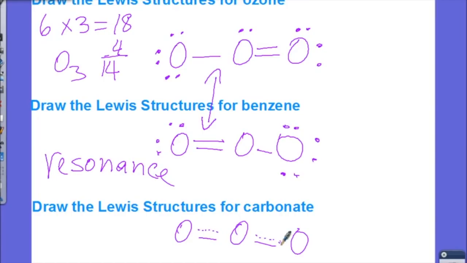But don't worry about this way. You can draw both of them. But the bond strength and the bond length is not really 1. This is not really 2. It is 1.5 for each one of them. They have the same strength and the same length by experiment.